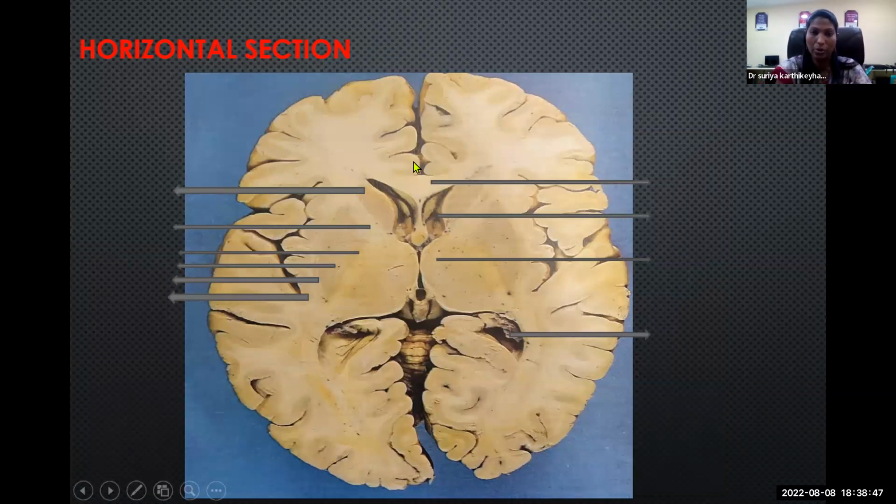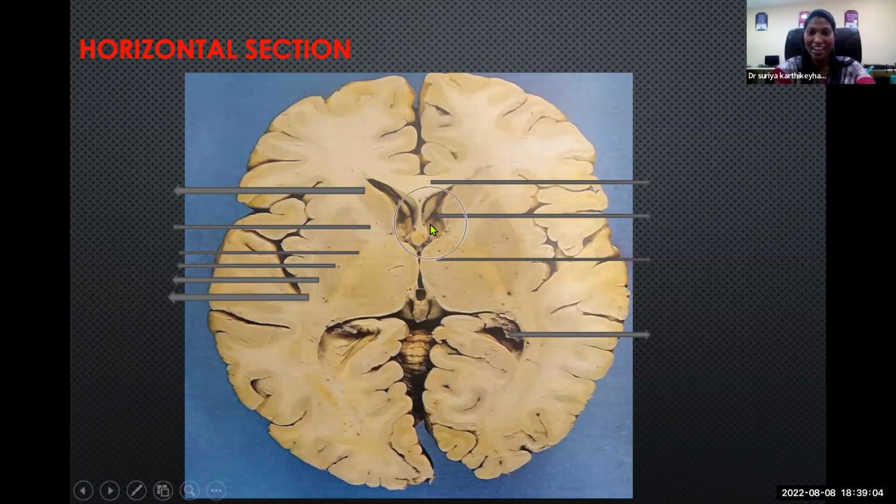Median fissure, that is the longitudinal fissure. What is this? Corpus callosum. Okay, very good. And then these are the lateral ventricles. This is the anterior horn of the lateral ventricles. I'm thinking that you would have answered these things. Overall, listening to this, you would have answered, and I'm appreciating you. It's very good like that.